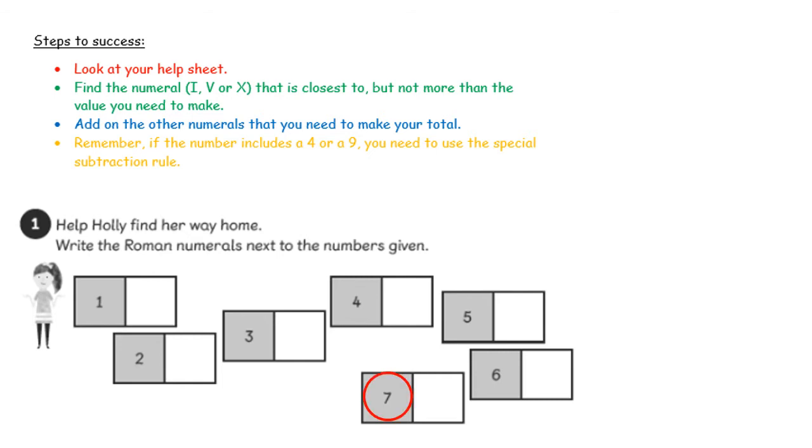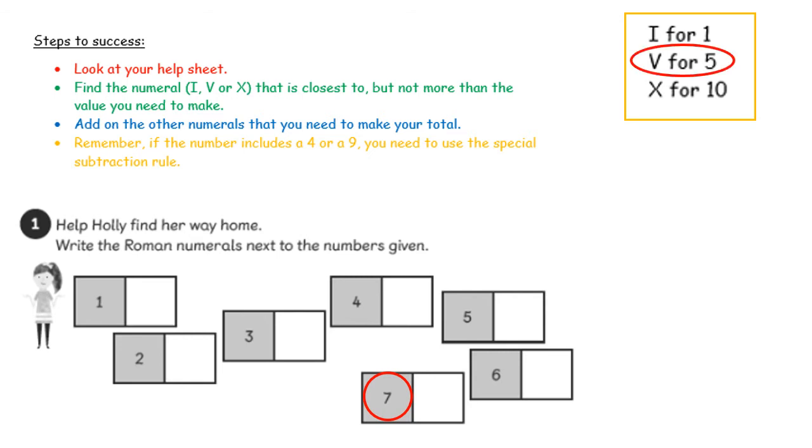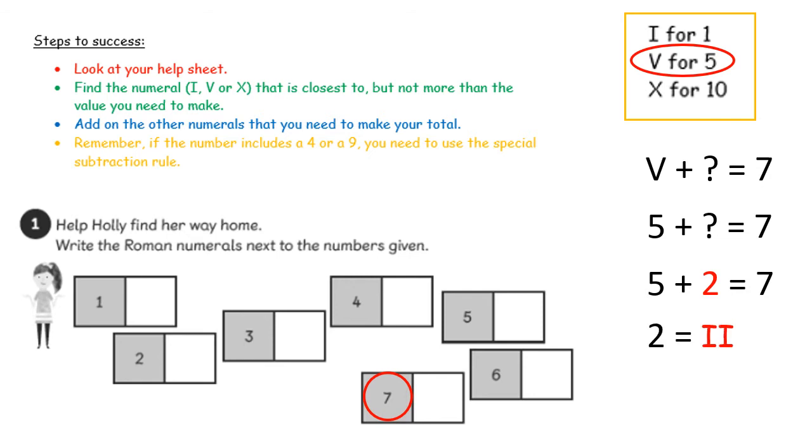Let's have a look at 7 together. You can see I've just circled that. The three numerals we know now are I, V and X, and as our steps to success say, we need to find the numeral that's closest to but not more than the value we need to make. The one that's closest but not more than 7 is 5, okay? So we've got V, which is 5, plus something is 7. We know that 5 plus 2 is 7, so 2 is II. So V, 5, plus II, 2, is 7. So VII. Okay, and you need to do that for the rest of the numbers on your sheet.